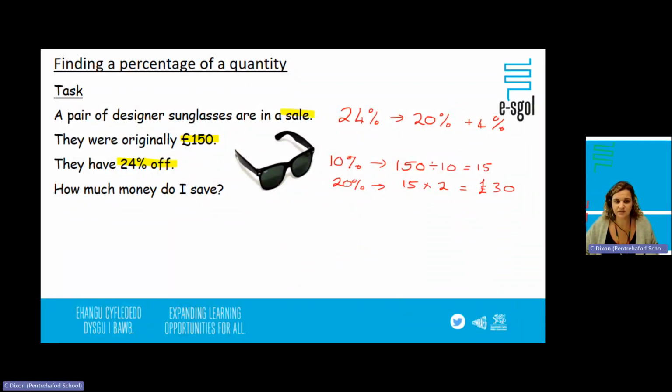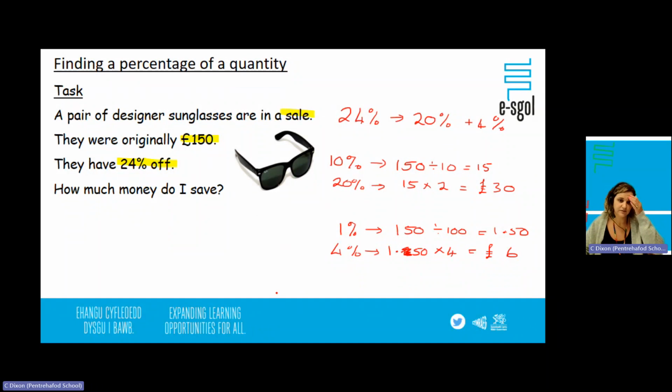I am not finished because I need 24%. So now I need to leave those calculations and start again. So to get 4%, I'm going to do 1% by doing 150 divided by 100, which is £1.50. Okay, and then 4% will then be that times 4. Oh, I'm writing 4 because I'm saying 4. So £1.50 times by 4. And that will give me that part is £6.